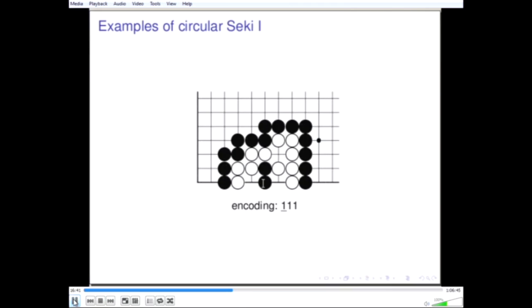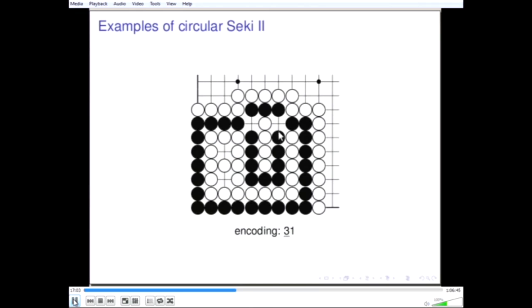That here is a circular Seki. That black chain has this liberty, which is linked by this white chain to this liberty, which is linked by this white chain to this liberty, which is a liberty of the starting black chain, therefore it's circular, and we don't start here with a zero.